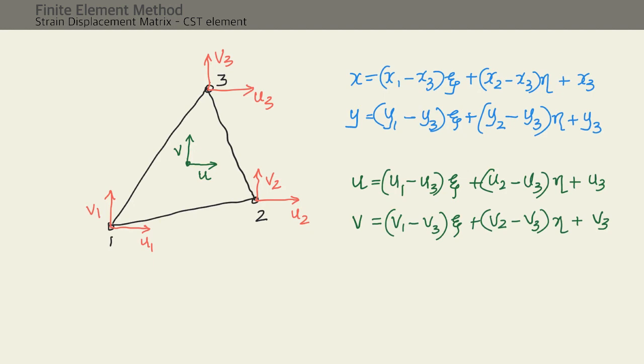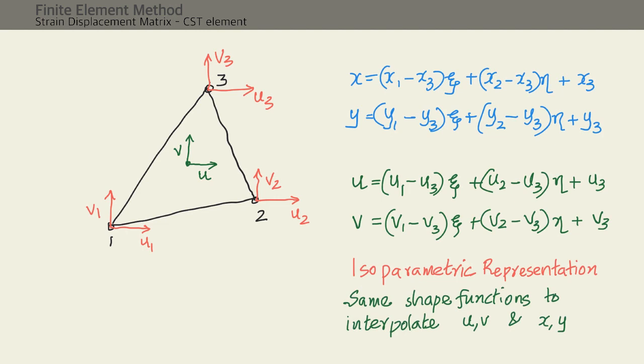Also, for both uv and xy, we use a similar kind of expression. You can see both these cases. Or we say that we use the same shape functions to write expressions for both uv and xy. This is known as isoparametric representation. That is, same shape functions to interpolate uv and xy. With this knowledge, we can now go into the derivation of strain displacement matrix.